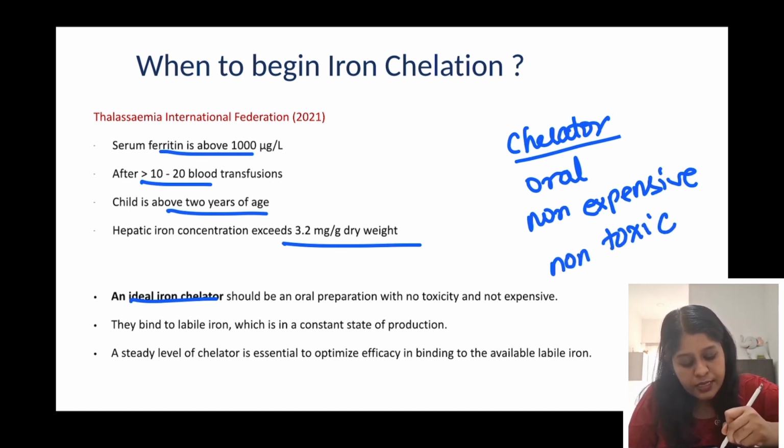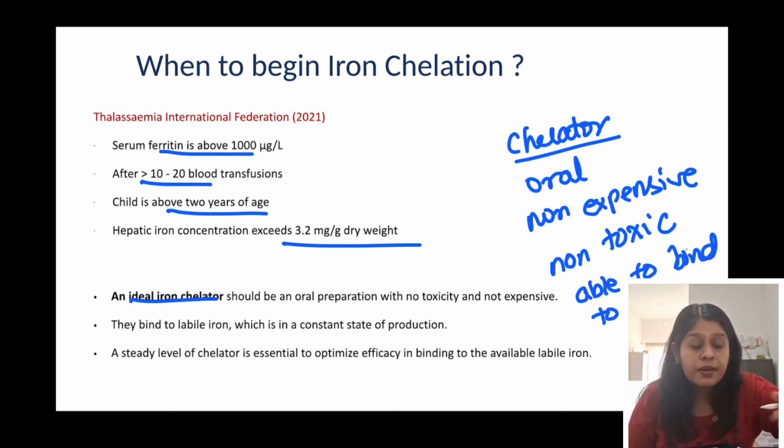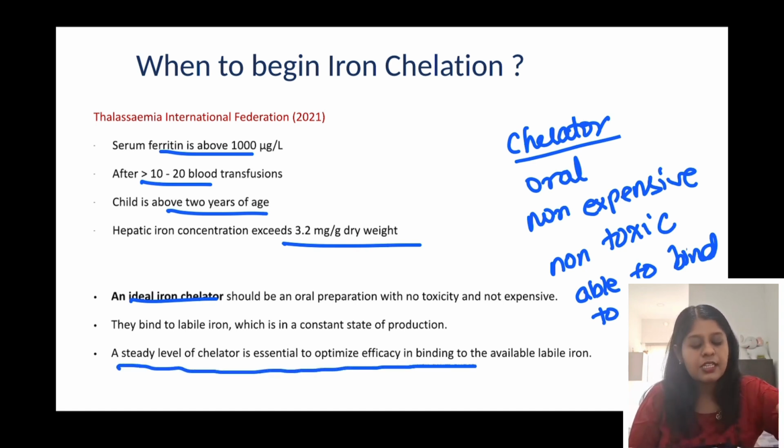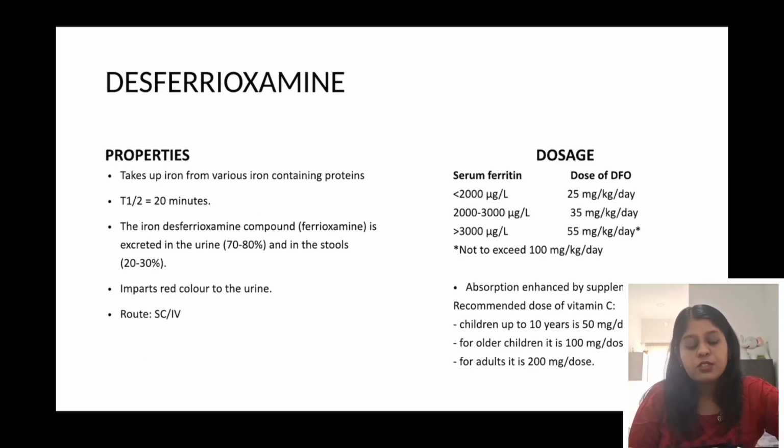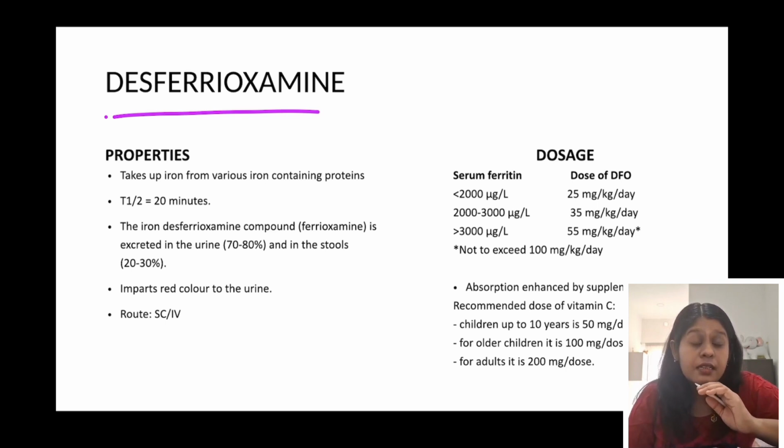They should bind to the labile iron, because this non-transferrin bound iron is a potent source of reactive oxygen species. So it should bind the labile iron, which is in a constant state of production. And a steady level of chelator is essential to optimize efficacy in binding to the available labile iron. So what are the three things we have? Earlier we saw desferrioxamine, deferasirox, and deferiprone.